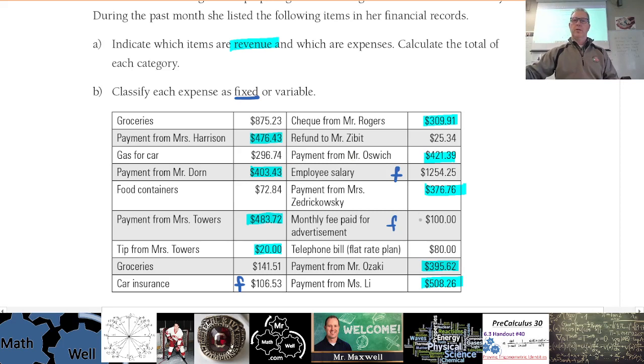Yeah. Good question. All right, flat rate plan for the bill, I think that would be fixed too. So that's not dependent upon the calls you make or where you make them. Good, and then the other ones would be variable, variable, variable, variable, and so on.